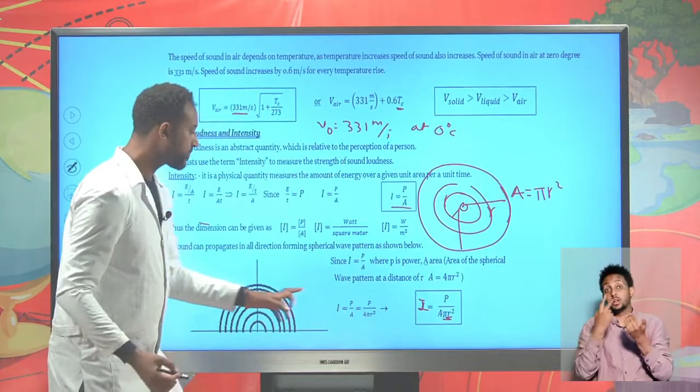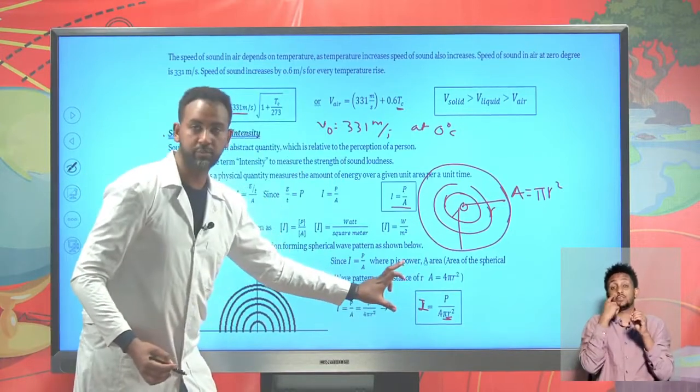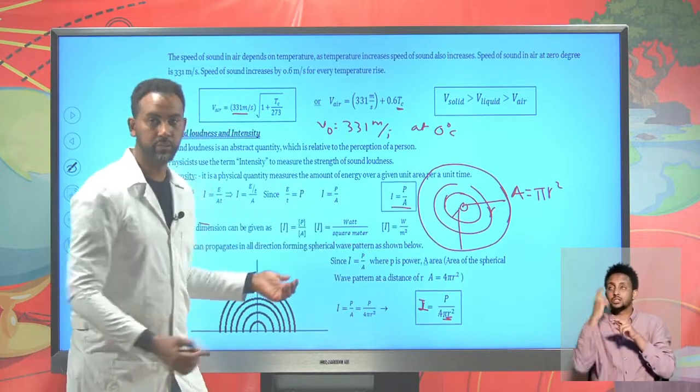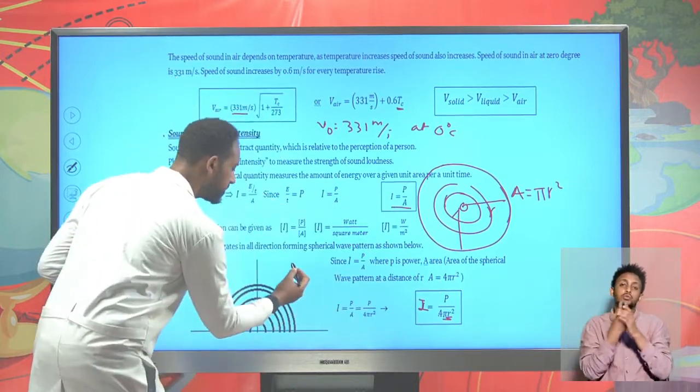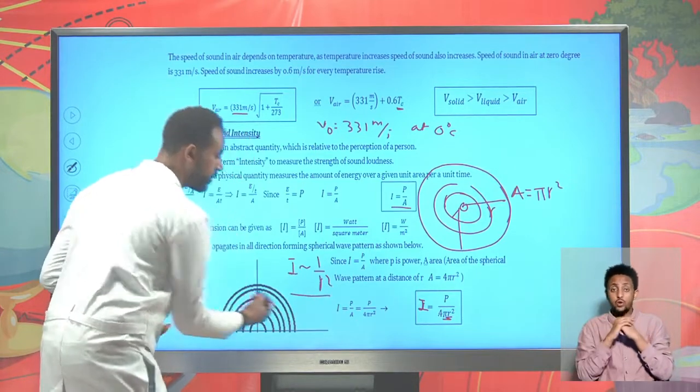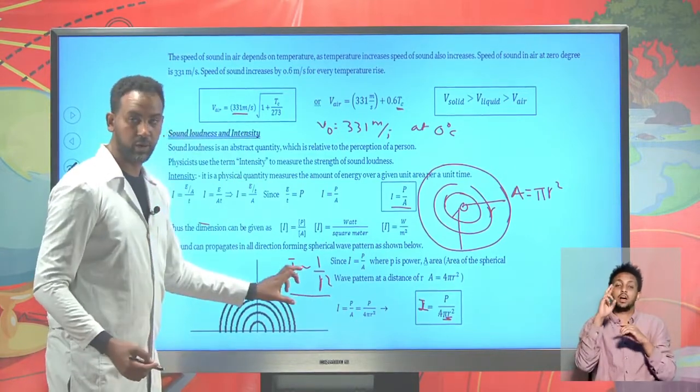Now look here, the intensity varies for a constant power P. The intensity is inversely related with the square of the separation distance from a source. So intensity I has an inverse relation with the square of the separation distance, r squared. This is one of the cases.